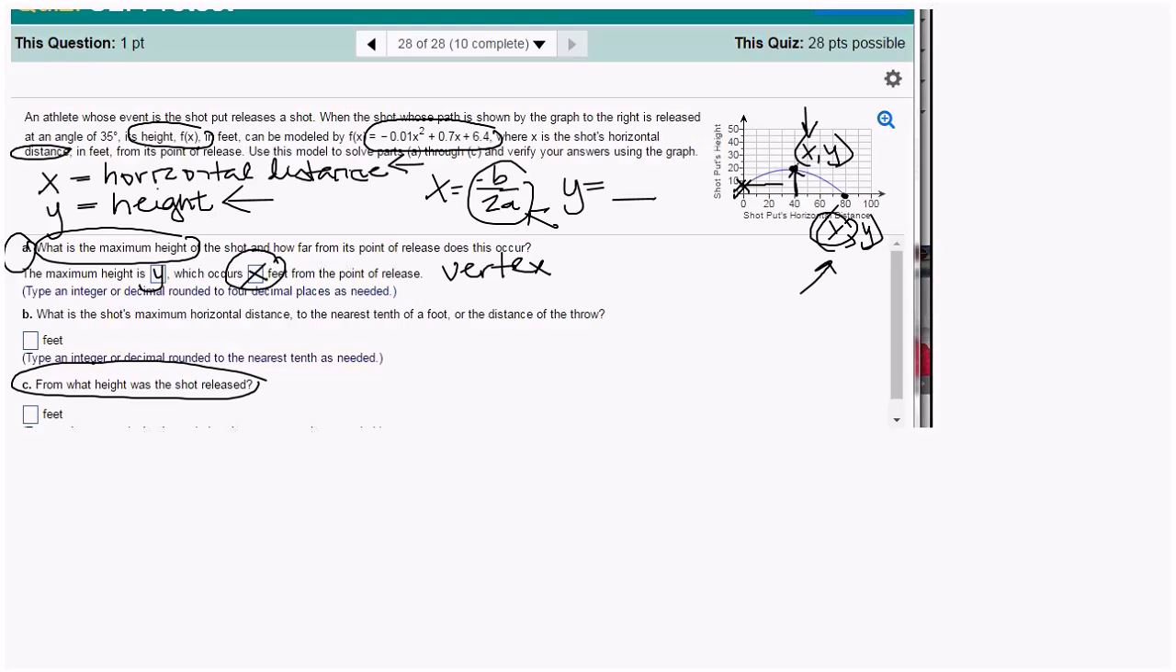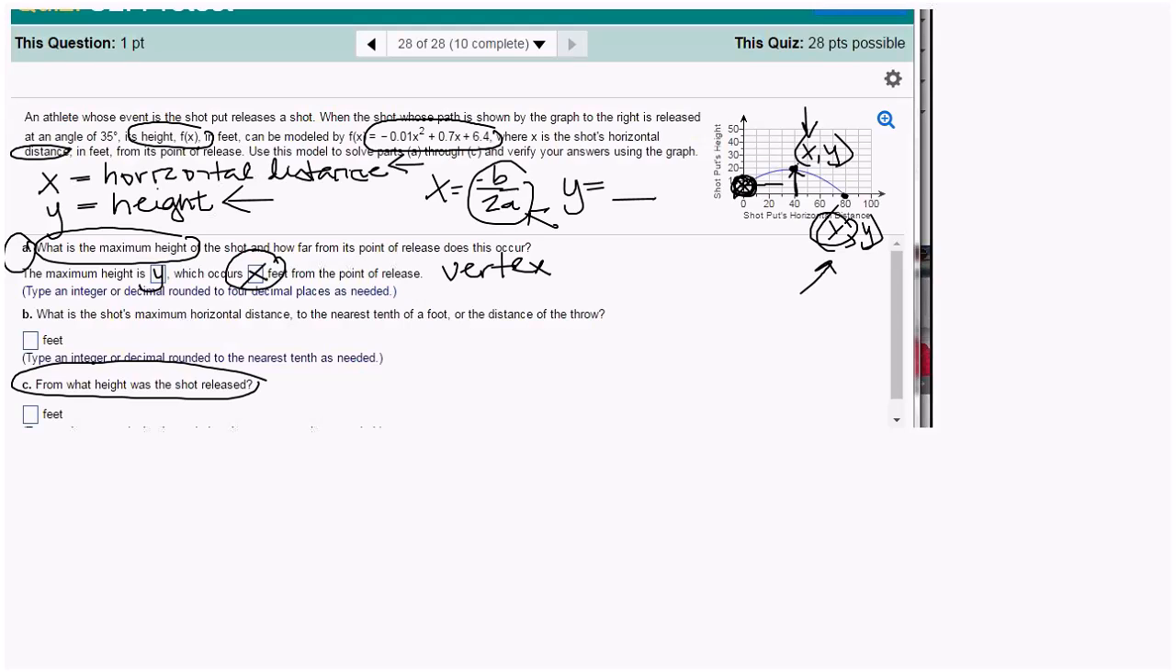Looking at this graph, I've written over it and I can't delete it without deleting the whole thing. But how would you find that exactly? If you looked at it from the graph, I think that it's not exactly on a whole number, so it's going to be a decimal. How could you find out what the exact height is from which the shot put was released?